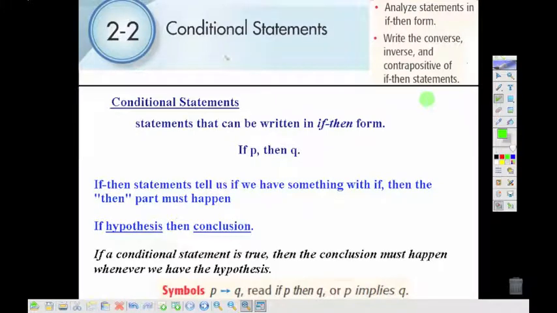In section 2, we move to something called a conditional statement. With a conditional statement, we can write it in if-then form, such as if P then Q. This tells us when we have something with the if, the then part must happen. We'll use the words hypothesis and conclusion, and the hypothesis is the part that always goes with the word if. Those are the things that we have to have, then tells us what must follow after we have them. Notice this little arrow symbol here is another way of writing if P, then Q.